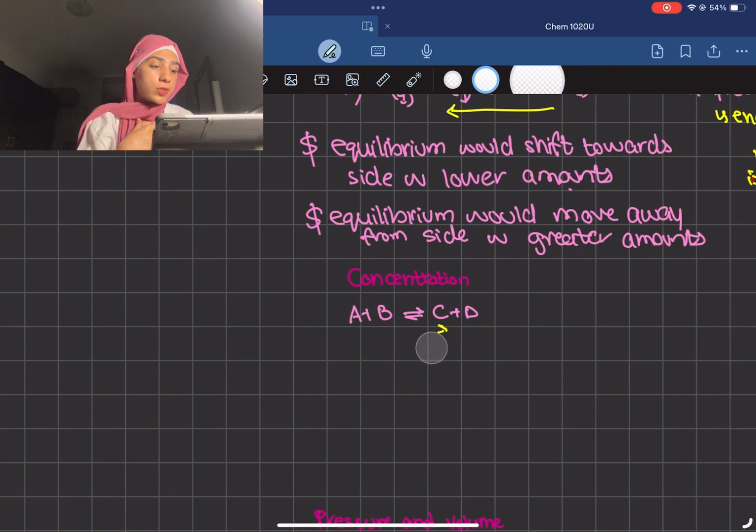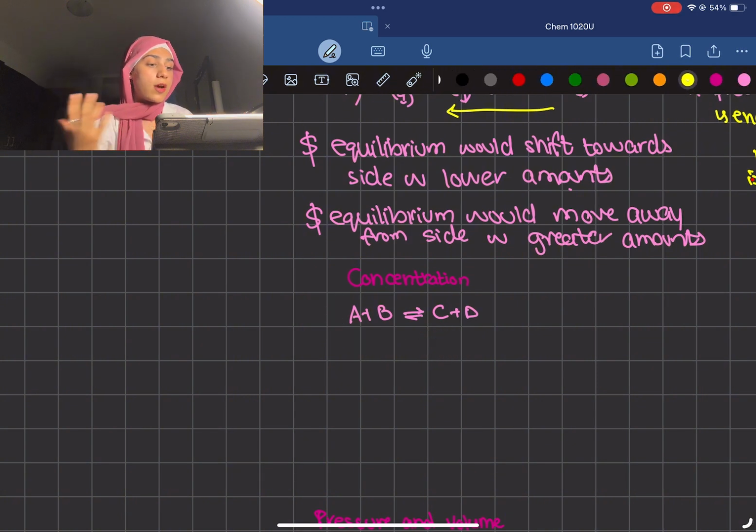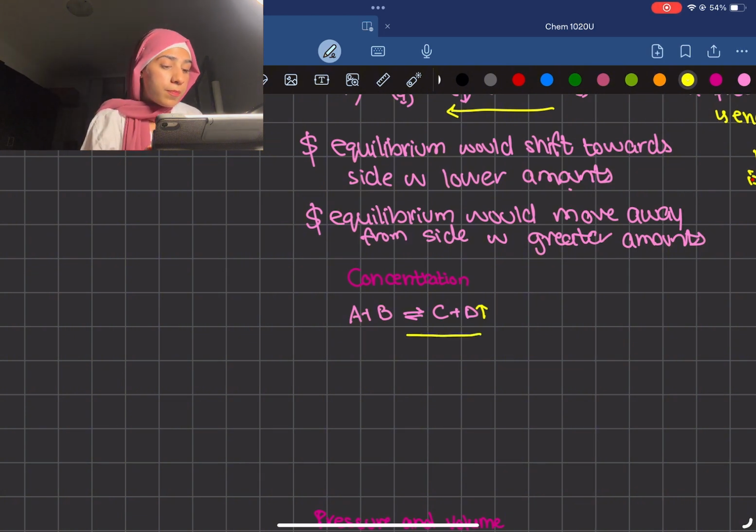Similarly, if I were to increase the concentration of D over here, or C or D, it doesn't matter, now I have more of something on my product side. To bring back the equilibrium, my reaction would move backwards because my A and B, my reactant side, have lower amounts of concentration comparatively. So because I have more of D, D is going to get used more. My products are going to get used more to make more of A and B because I have a lot of D added into the solution. So it's getting used up to bring back the equilibrium.